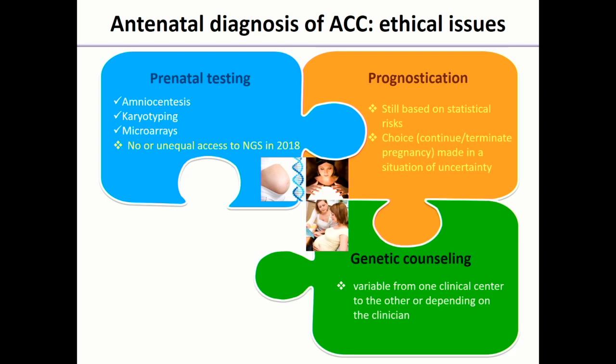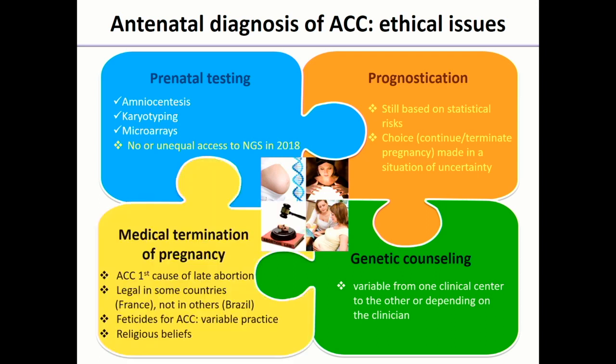Then there is another thing that I want to mention: if you say to a family that they have a high risk of intellectual disability, they will probably decide to terminate the pregnancy. If you say to the family that they have a high chance that the fetus will have a normal outcome, then they will probably decide to continue the pregnancy. So, of course, genetic counseling is really important, and it can differ from one clinician to the other, and it can drive a different attitude from the parents.